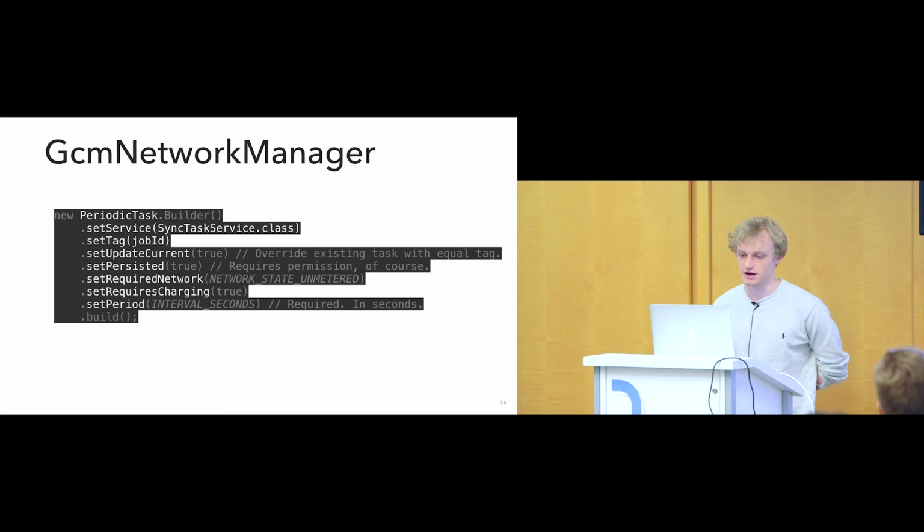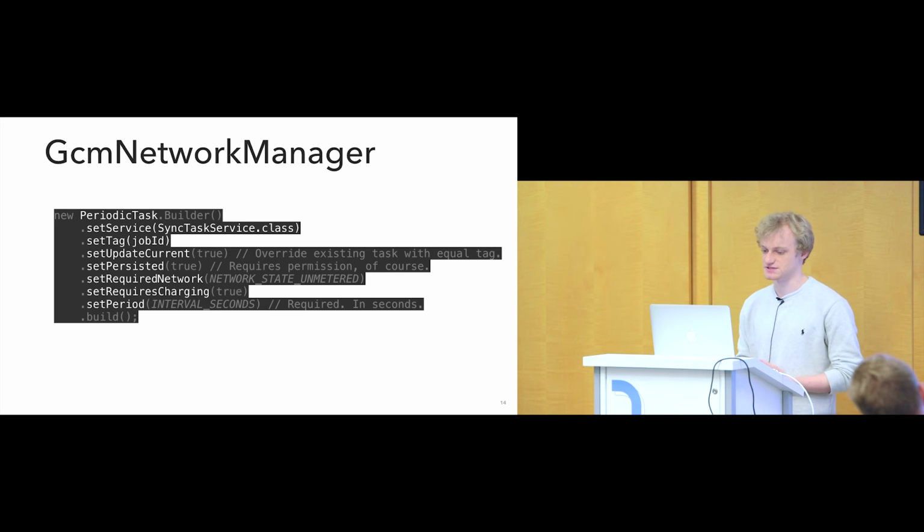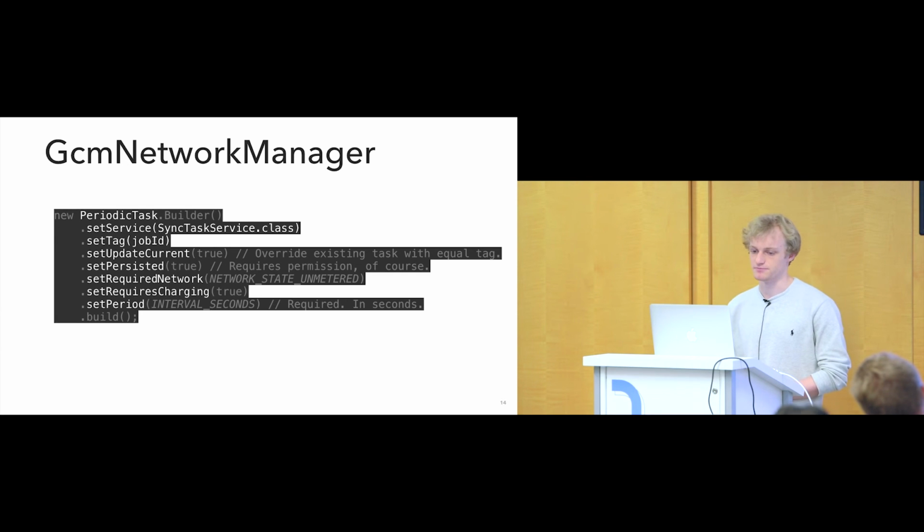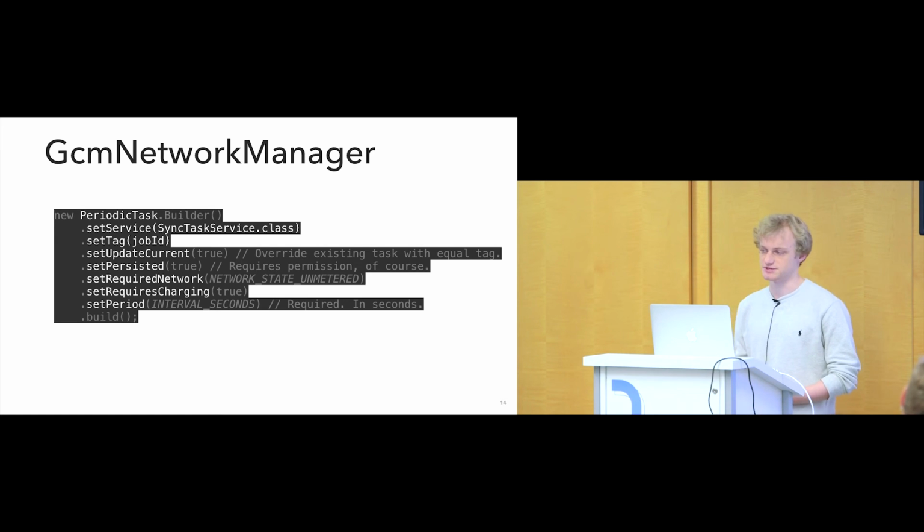Also, we have a builder interface for us. We set the service, kind of like setting the component name. Instead of an ID, we have a unique tag. The tag is actually a string rather than an integer, and it has to be a string less than 100 characters. That's the unique tag, the identifier for your task.